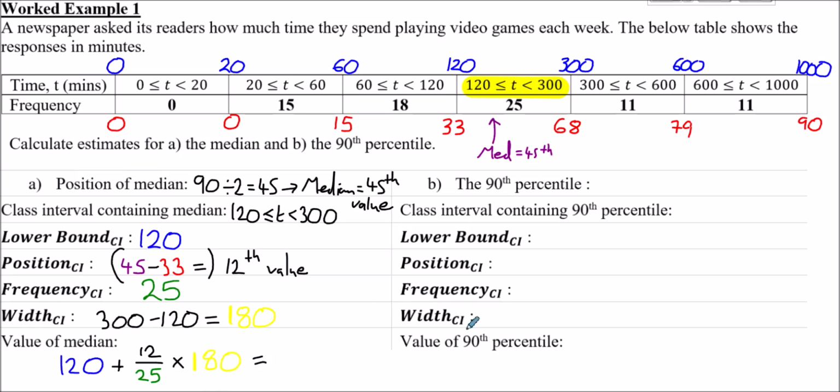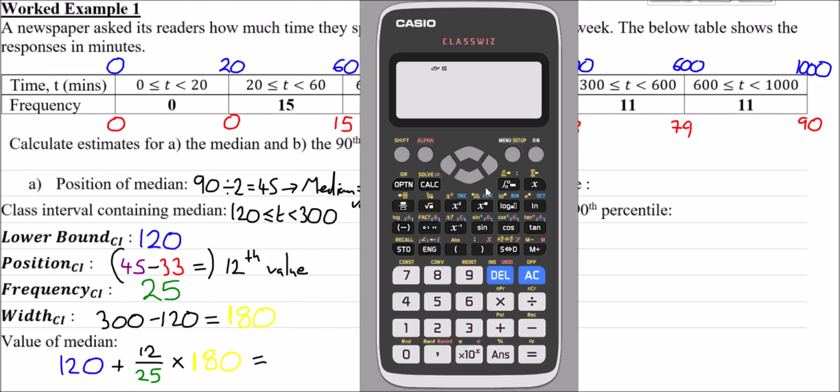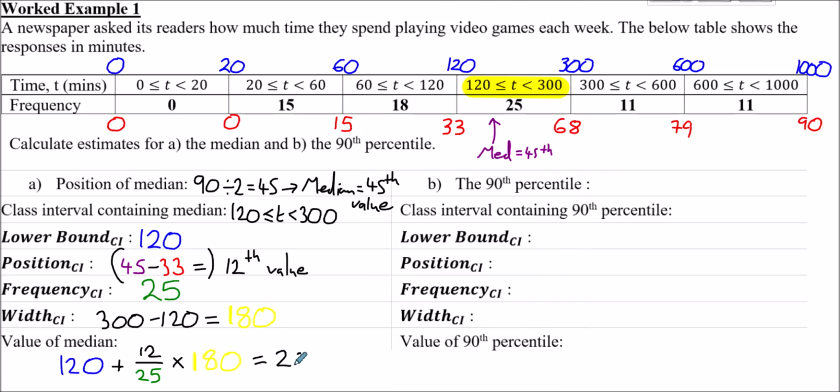So if we just calculate this on the calculator, we're going to do 120 plus 12 25ths of 180, and that gives us 206.4. So the median, our estimated median anyway, is 206.4 minutes.